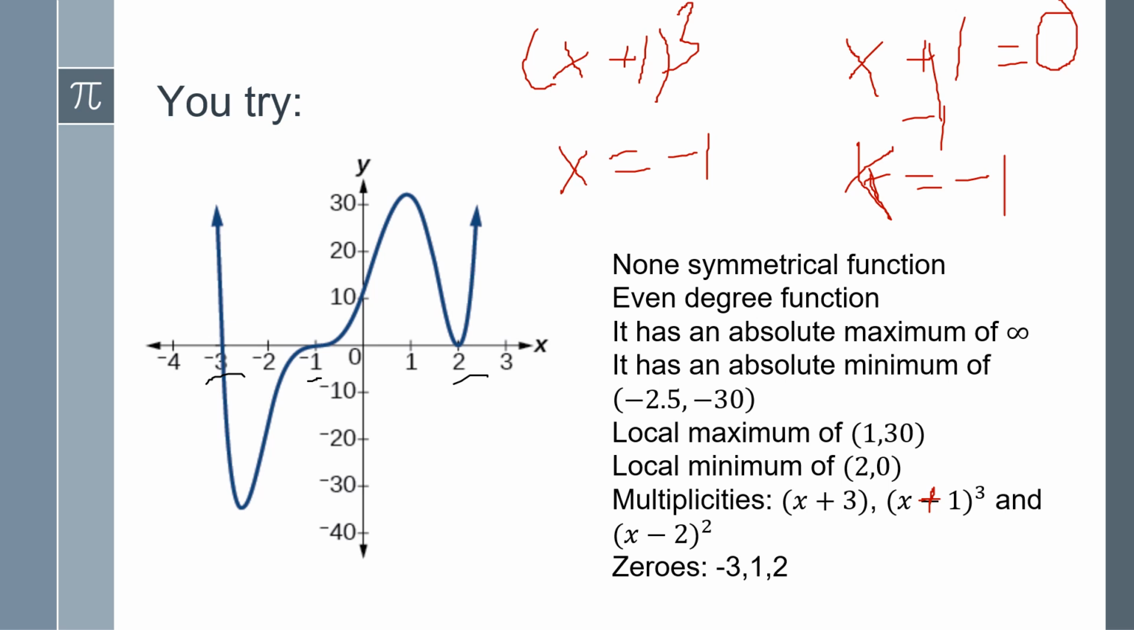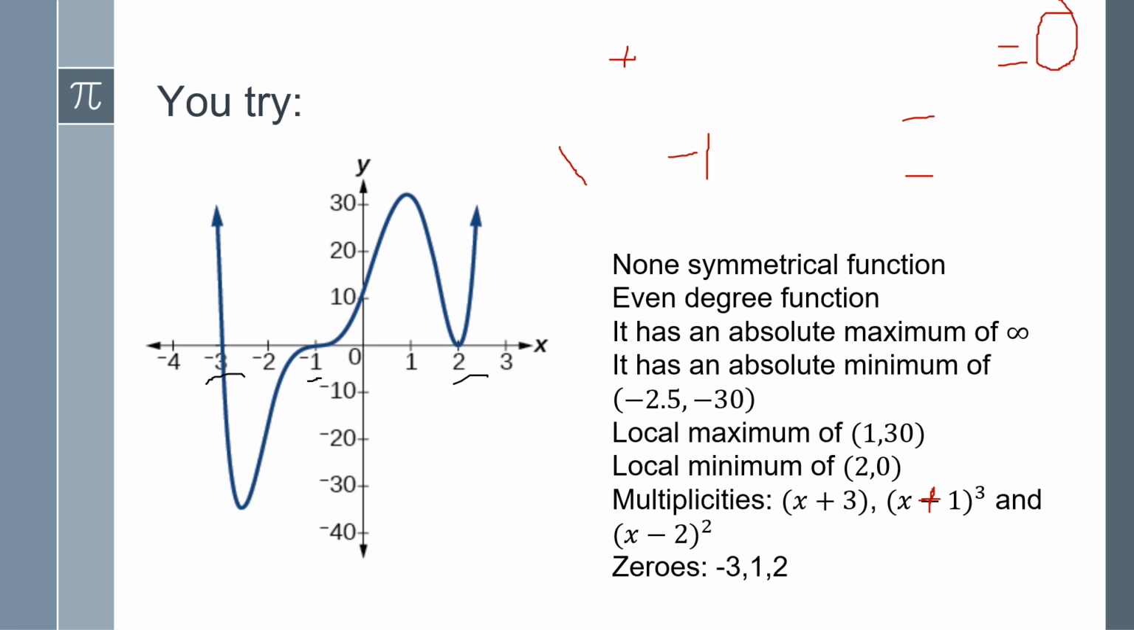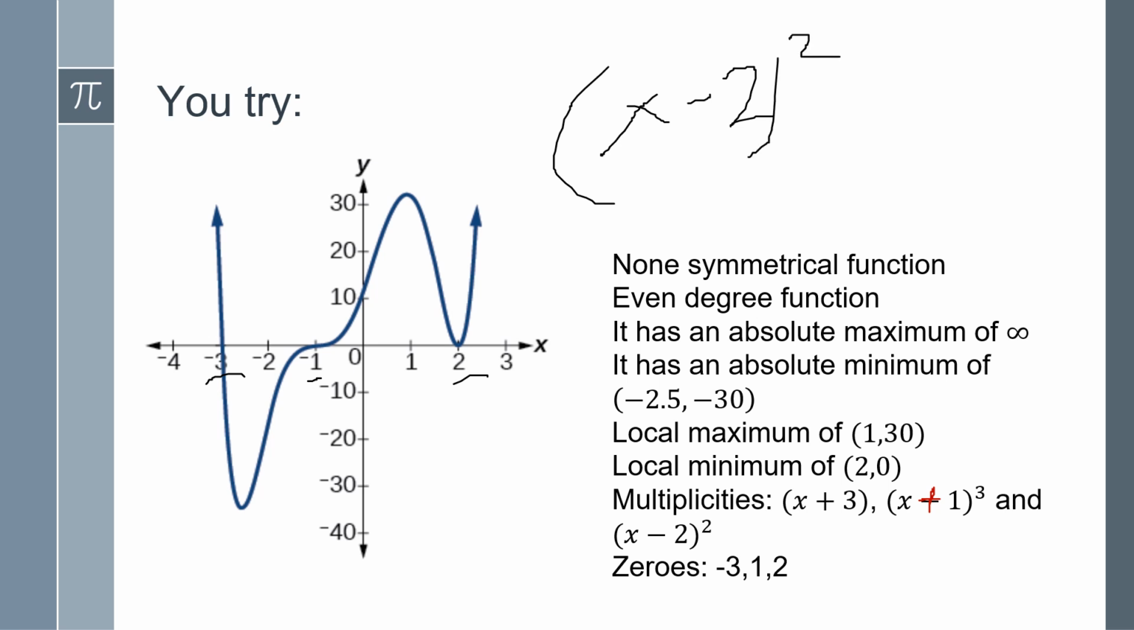Alright, so let's do the last one. So you get positive 2 here. That's a 0. Well, by now you begin to see the pattern. So if it's positive 2 here, that means the factor form of that 0 is going to be x minus 2. And because it bounces at 2, you're going to square it because it has a multiplicity of 2. Alright? That was a lot, but we covered it.